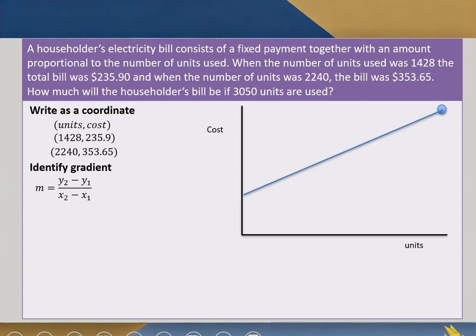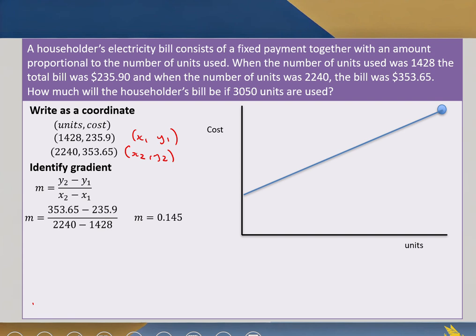So I'm going to substitute my values in. Just so you're aware, I have made this one here x2 and y2, and I've made my first one x1 and y1. So I substitute those values into my formula and I simplify. I put it as a decimal just so it's a lot easier to look at because it's terminating. So my gradient is 0.145.